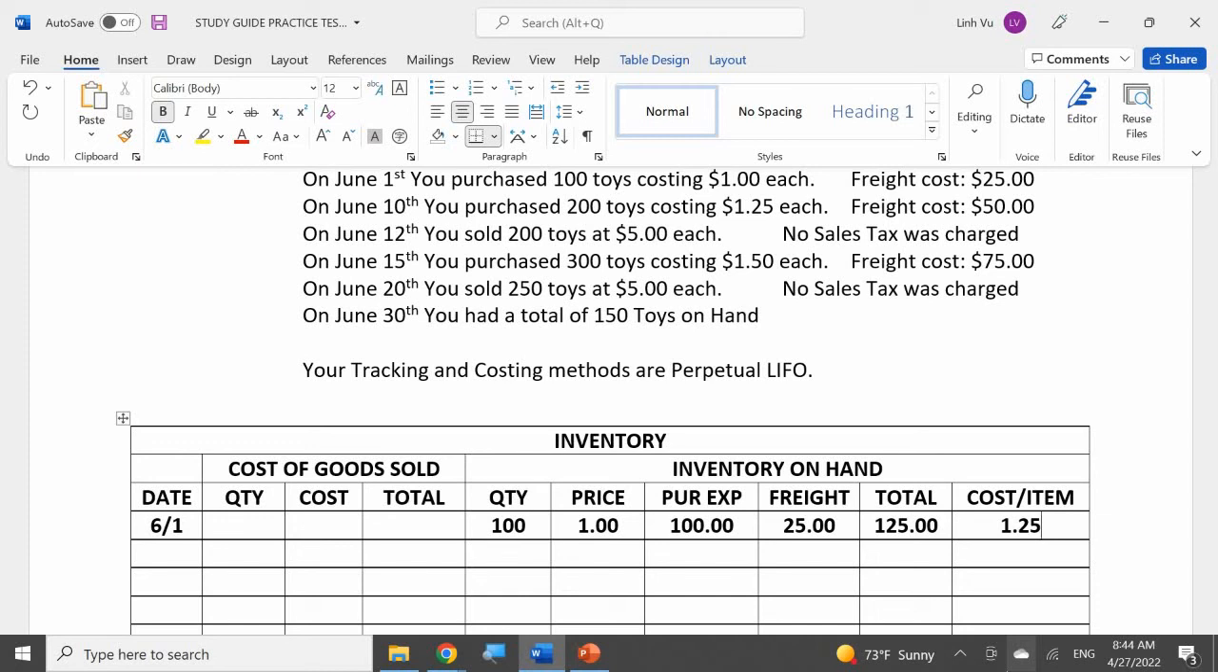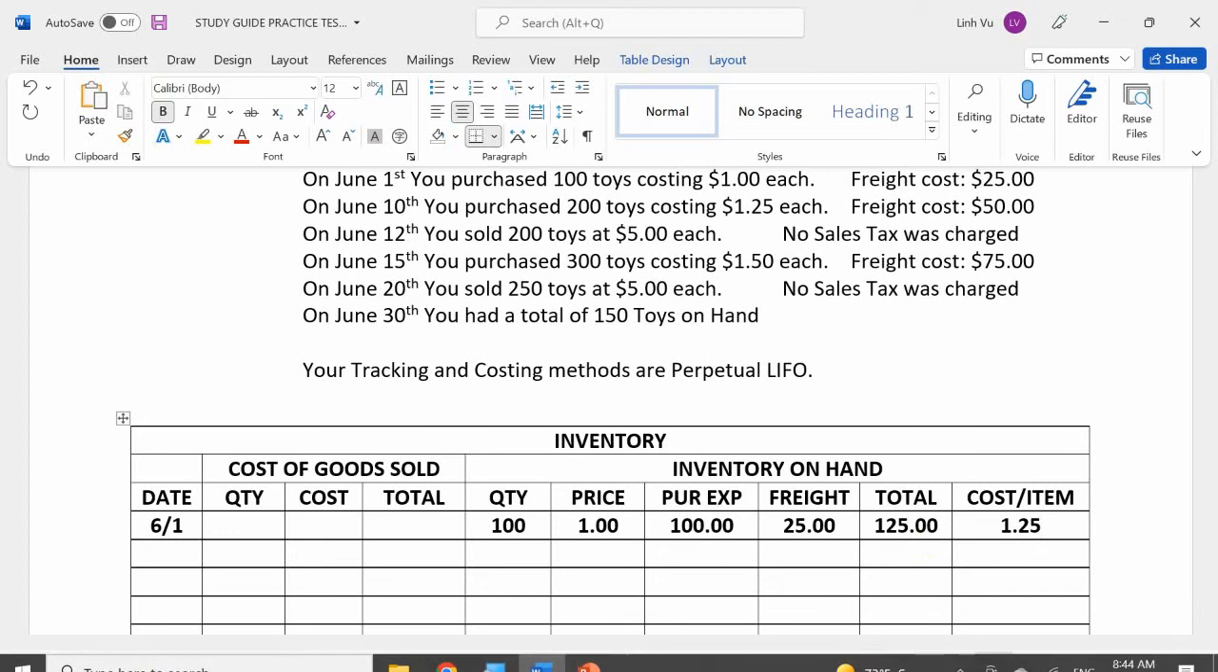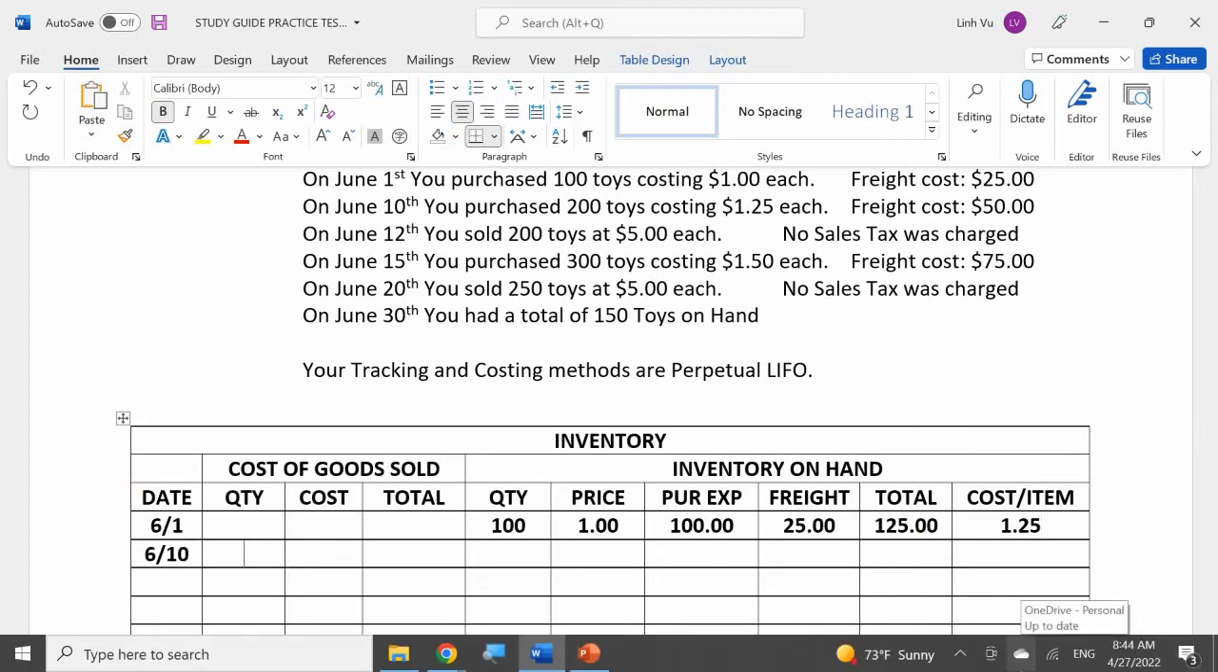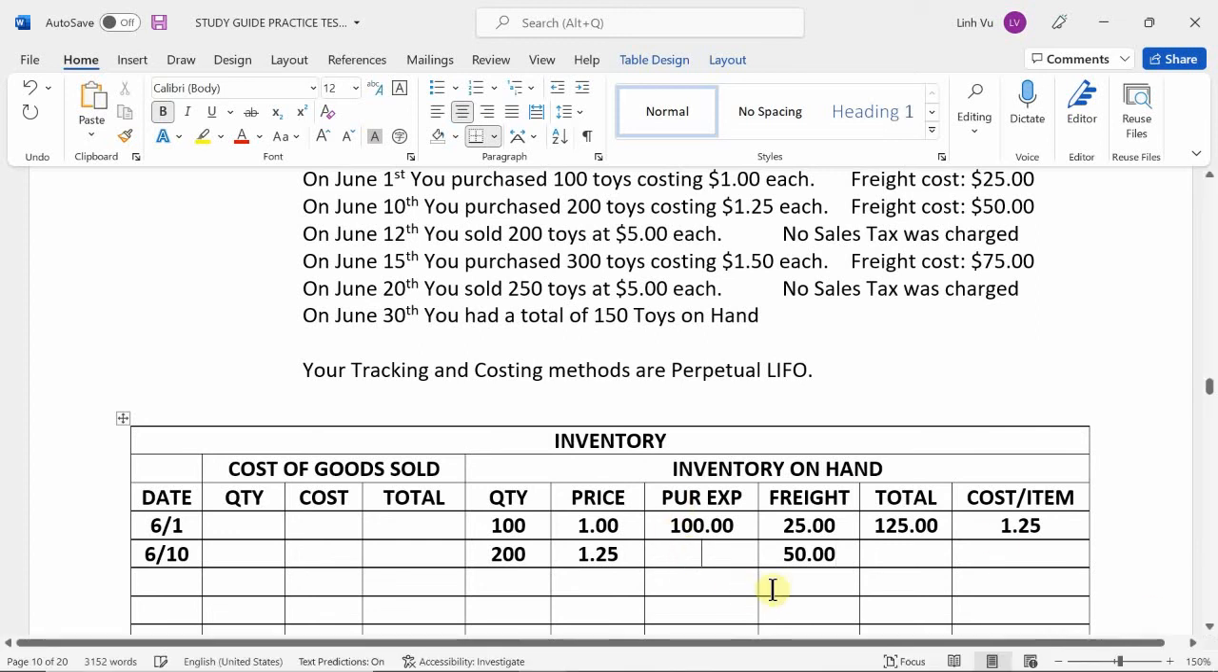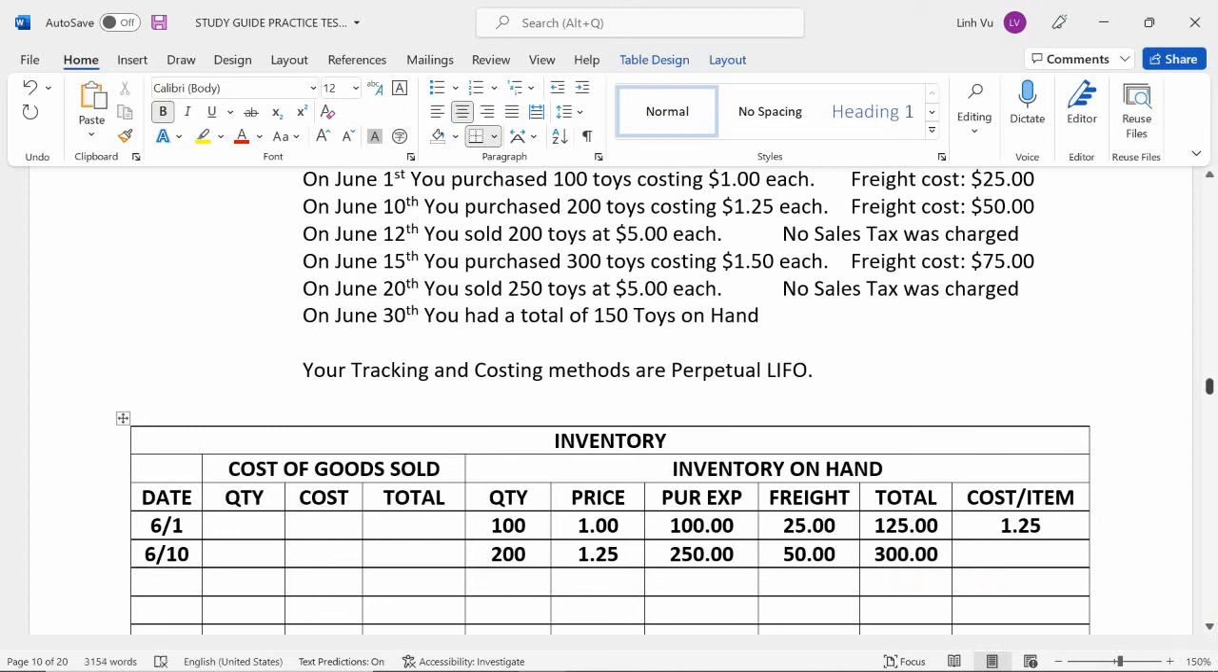Then on June 10, you end up making an additional purchase of 200 toys that cost you $1.25, and the freight cost you $50. So June 10, we purchased 200 units at $1.25 with a freight of $50. So what's my purchase price here? $250 plus 50 gives you a total cost of $300. I still need to solve for my cost per item. It's going to cost me $1.50, right? Take my 300 and divide it by 200. I get $1.50 each.